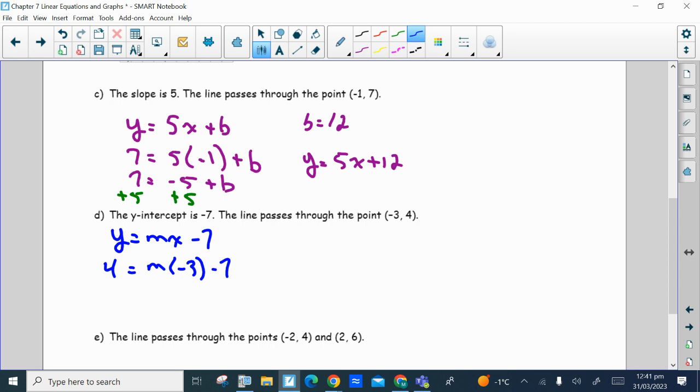The graph passes through the point negative 3, 4, so that point must satisfy the equation. When x is negative 3, y will equal 4. So I need to solve for m. I would add the 7 to both sides to get rid of the minus 7 on the right. So that leaves me with, on the left side, 4 plus 7 is 11.